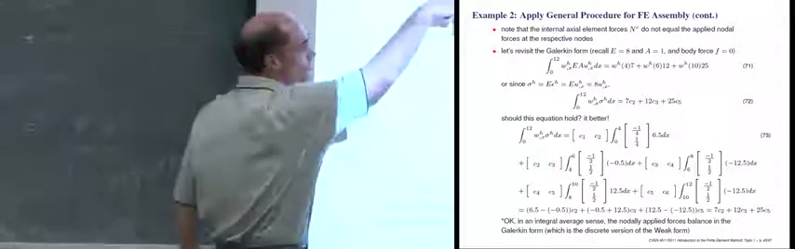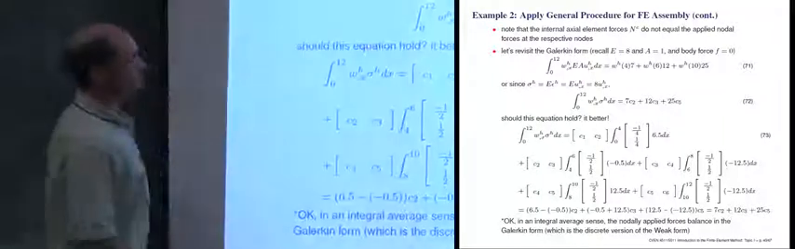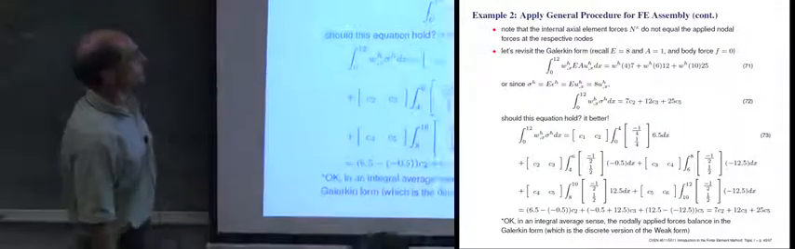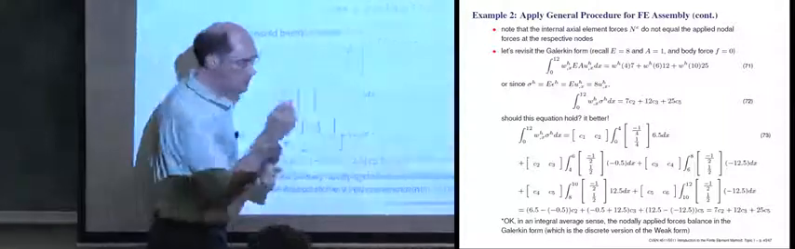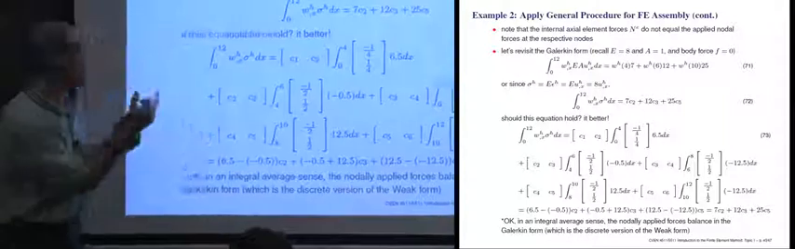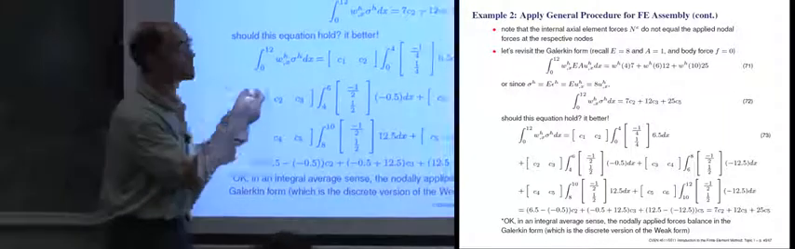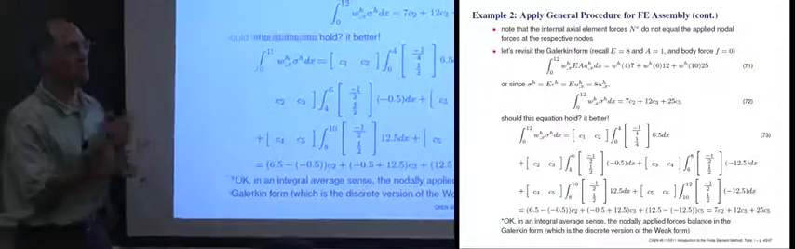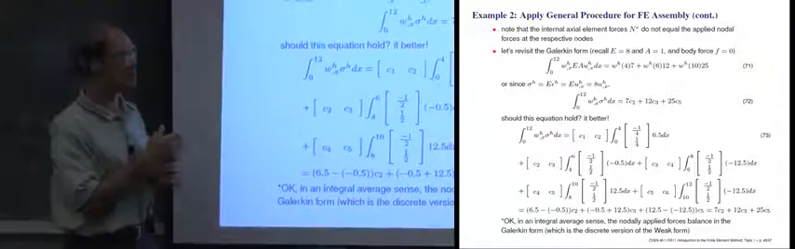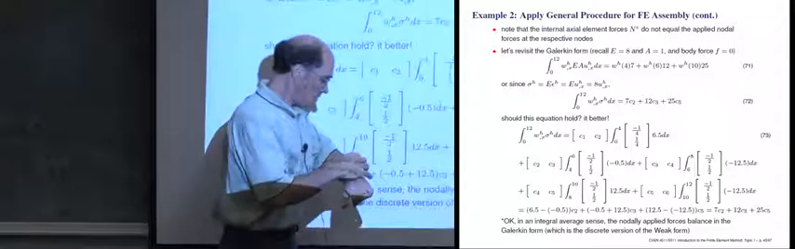So if you use more and more elements, so instead of using 5, you used 5,000, then eventually, it won't be exact, but eventually those forces will start to get closer and closer to the prescribed forces. That's what convergence tells us.